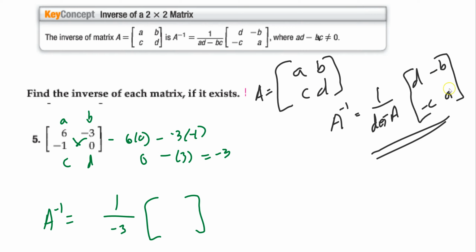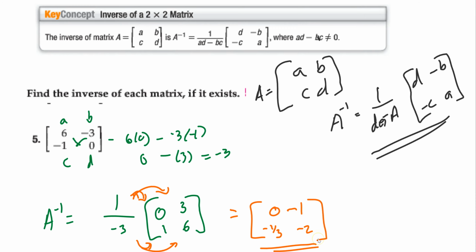Next part. Alright, so now I gotta put this part here. So we're gonna switch these two, so that becomes a 0 and that becomes a 6. And then we change the signs on these two. So that -3 becomes a +3, that -1 becomes a +1. And that's my inverse. But we're not done there. You gotta distribute that thing. And we're multiplied by that scalar, which is a fancy way to say a number in matrices. So 0, -1/3 times 3 is -1. -1/3 times 1 is -1/3. And -1/3 times 6 is -2. So there is my inverse.